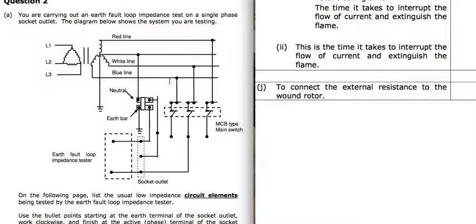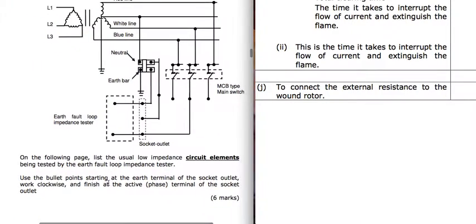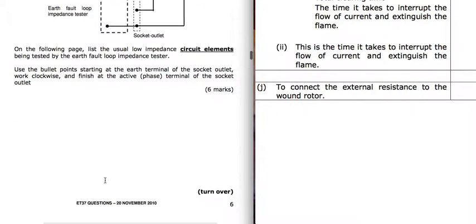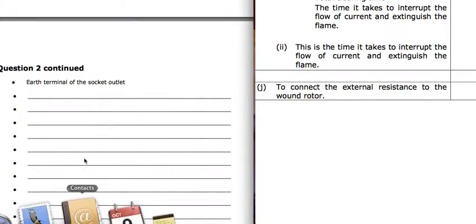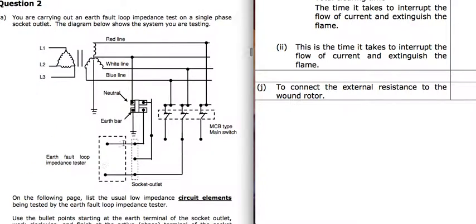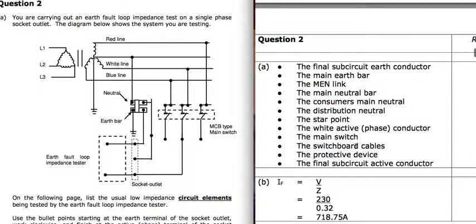Then we've got our MEN system here. You're carrying out earth fault loop impedance tests on a single phase socket outlet. This is what we're testing. Now what they're asking you to do is list the earth fault loop impedance in terms of all the components of the system. Now, usually they ask you to draw it on here, which is much easier. This is a bit of a pain. You have to go through all of the connections.